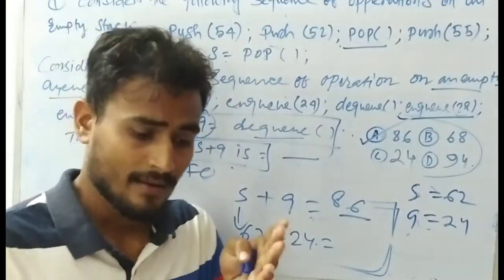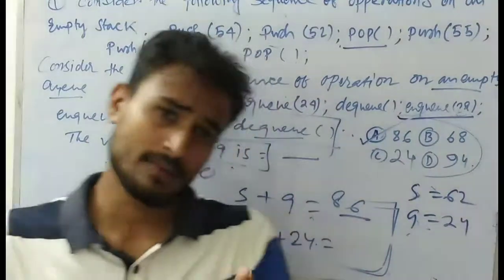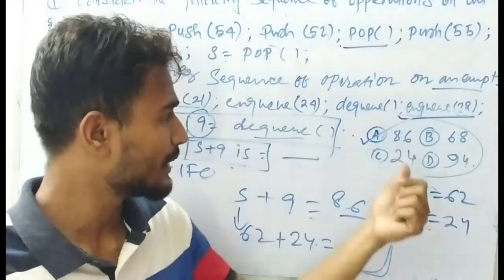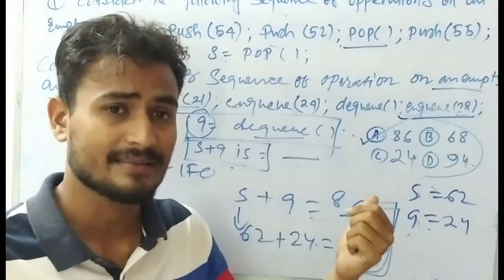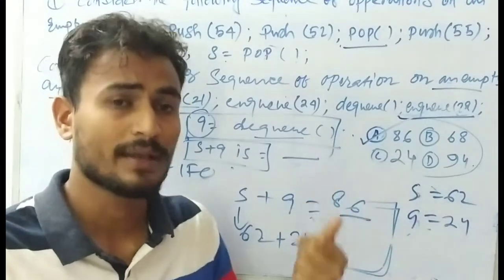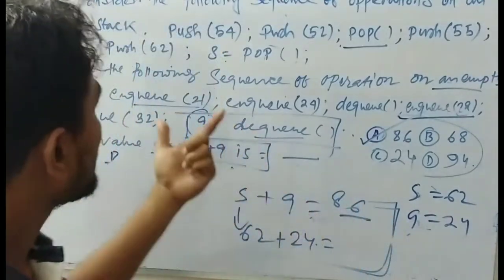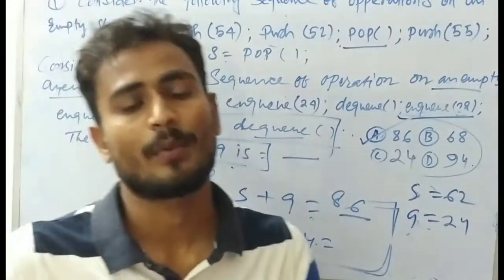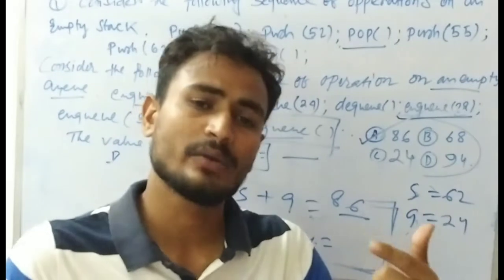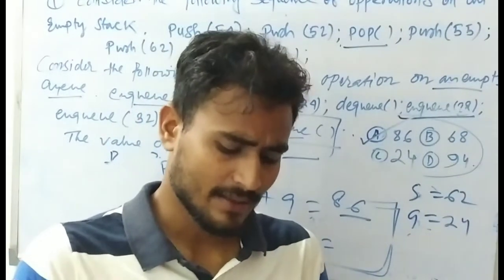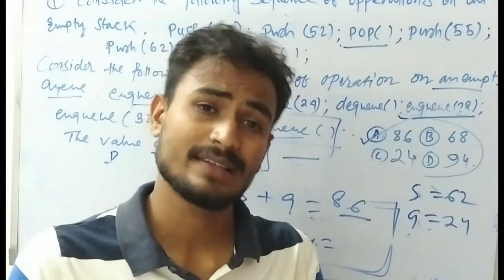You can understand this matter very easily. That is how we find that 86 is the correct answer and how to solve this problem. We need to know the push and pop operations, as well as the NQ and DQ operations. This is an important question for GATE as well as any competitive exam.